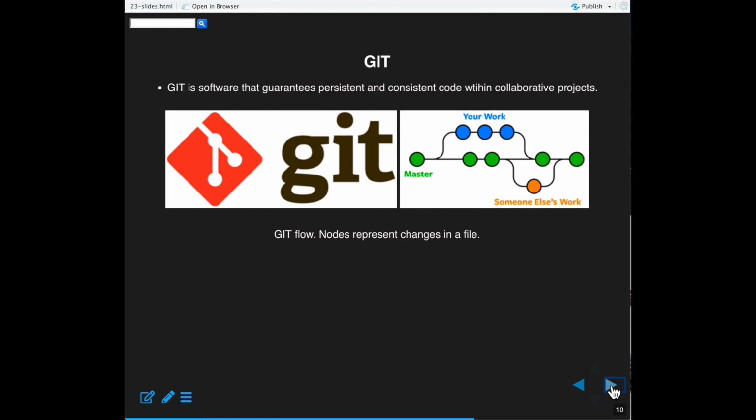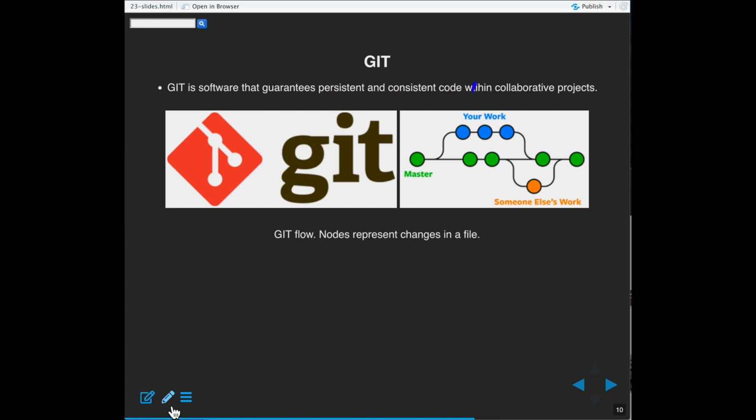Something that we haven't talked about in the course, and it's really important for reproducibility, is Git. And Git is software that guarantees persistent and consistent code within collaborative projects. So what do I mean by that? That's a bit of a mouthful. Essentially, imagine, because you are all now coding experts, that you were working in a team of 10 or 15 individuals, or 100, or maybe 1,000 if you're working at Google or Mercedes and trying to design a driverless car. So how do you maintain code in a big system of 1 million lines amongst all the people who are working on it?